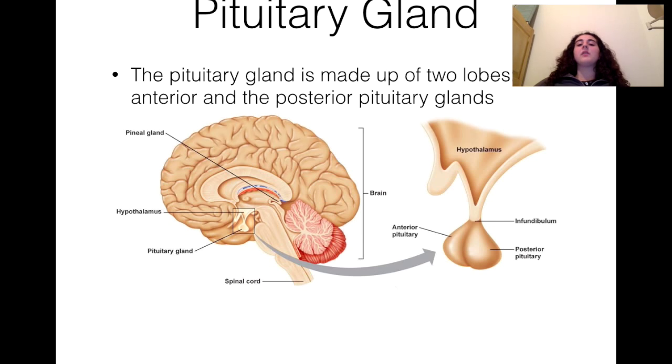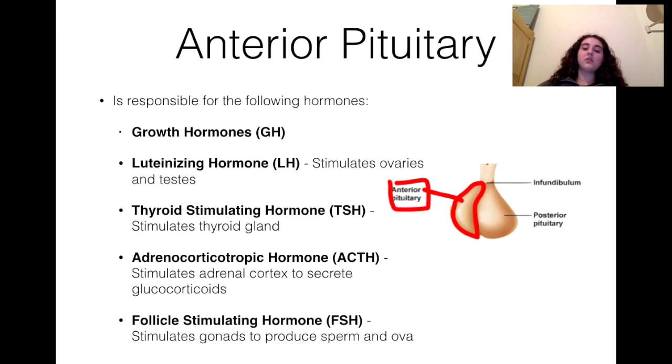The pituitary gland. The pituitary gland is made up of 2 lobes, the anterior and the posterior pituitary gland. Once again, I don't have access to my mouse, but if you look to the right, you can see this little sac-looking thing. It is a blown up picture of that little square region of the brain. It has 2 lobes, the anterior and the posterior.